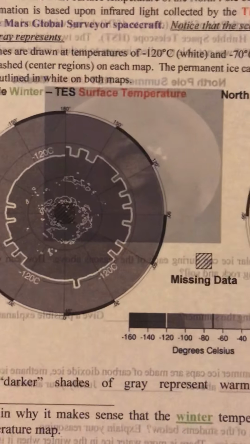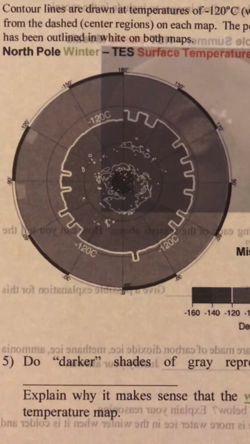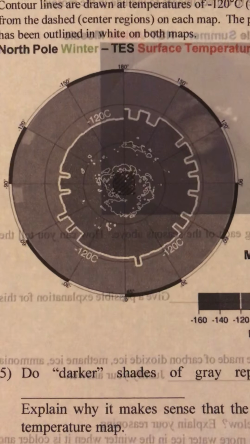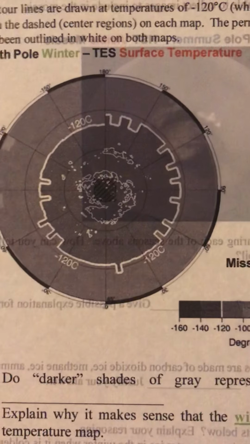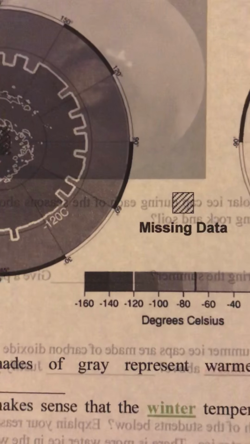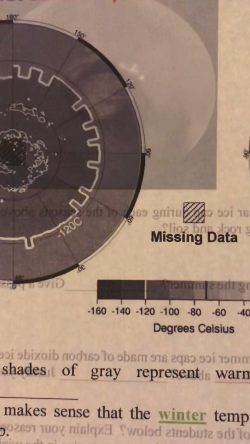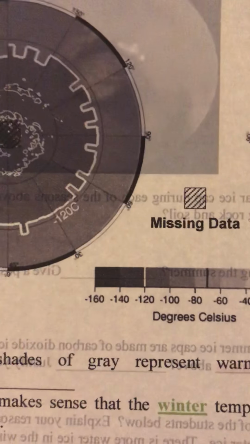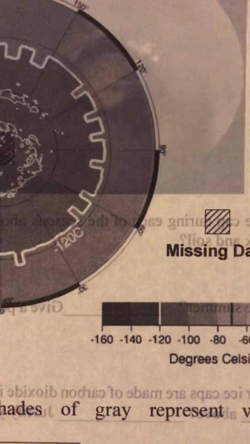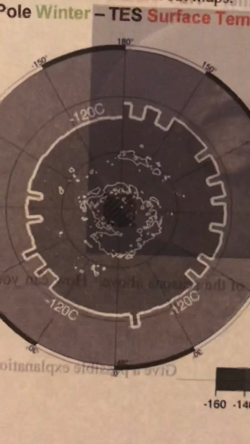The lines on here show where that temperature would exist. And so if you look at it outside of the line for negative 120 degrees Celsius, the temperature would be warmer, so it's somewhere more than negative 120. Inside of that circle where it's darker, that means it's colder than negative 120.